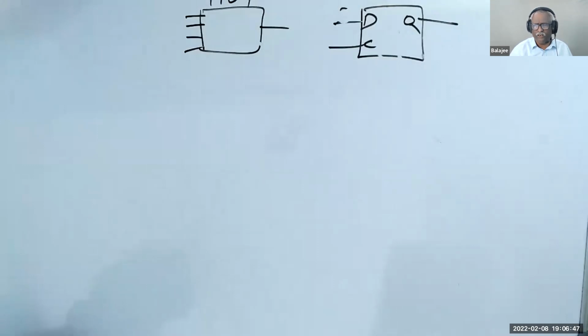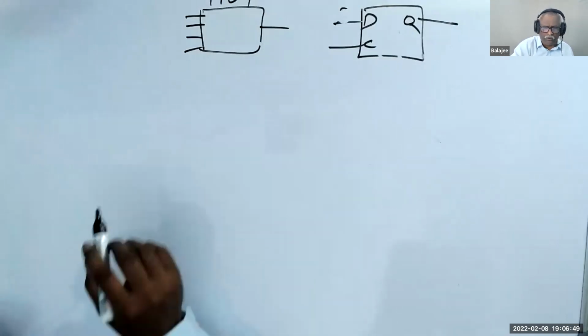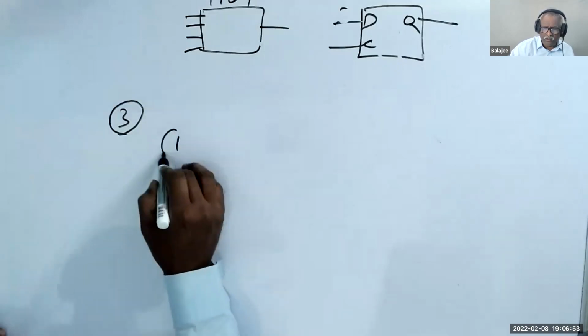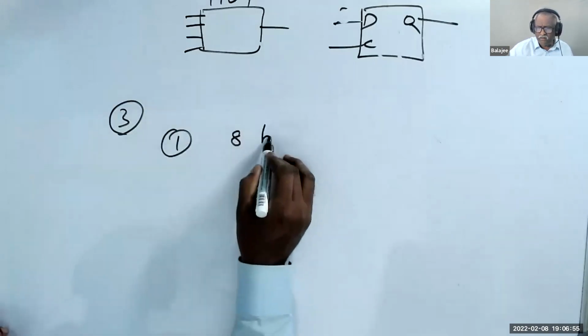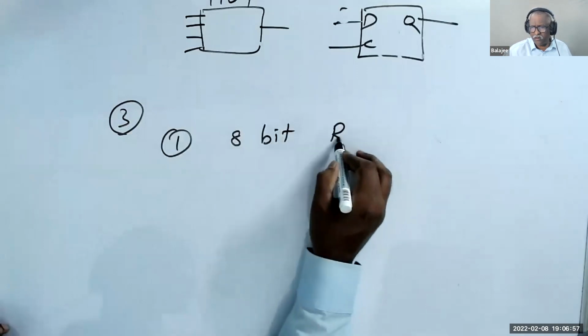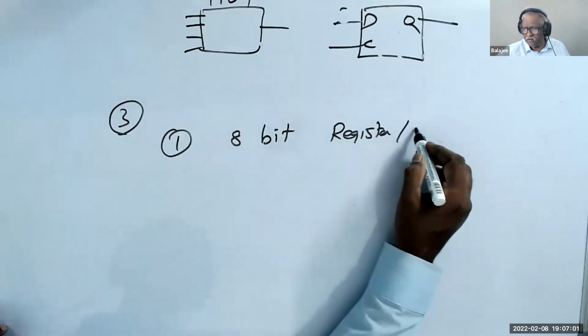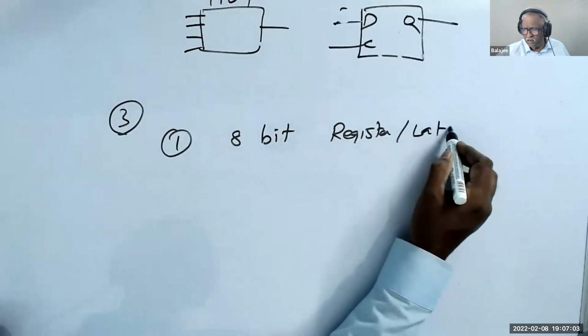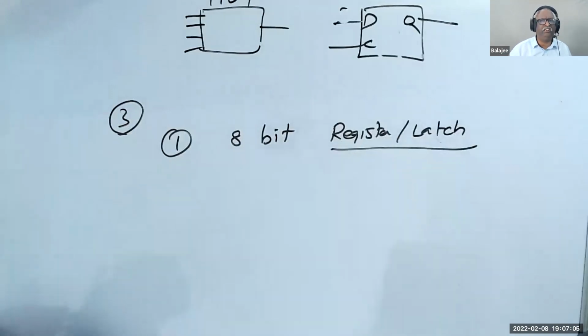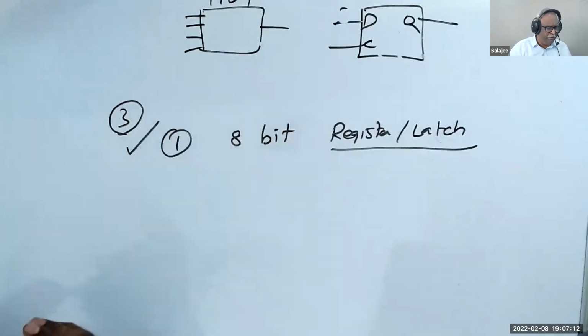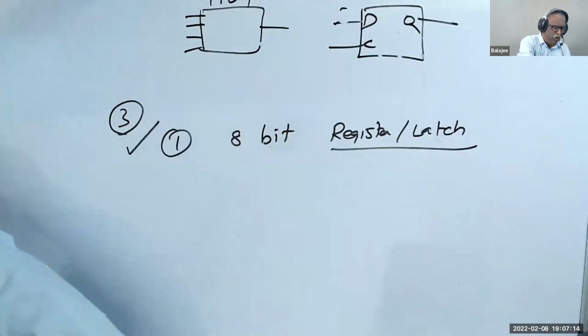Now we discuss the application of sequential logic. There are three major applications. One, the 8-bit register or latch. That's a major application. This is what you have to know, very important for our entire embedded system. This is a very critical one.